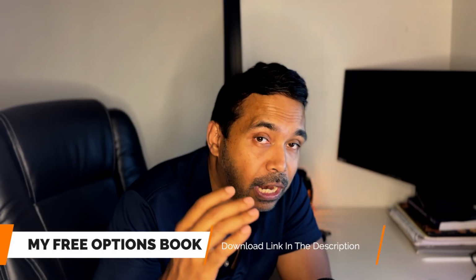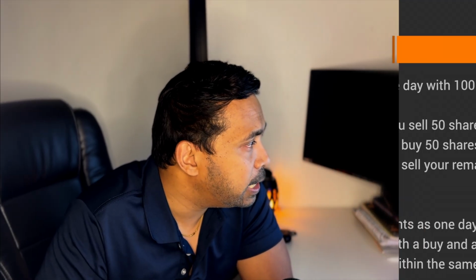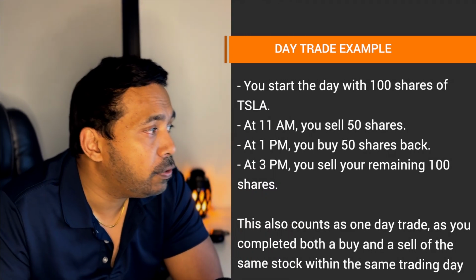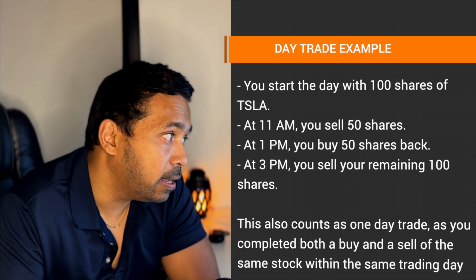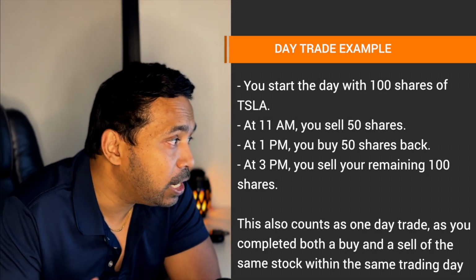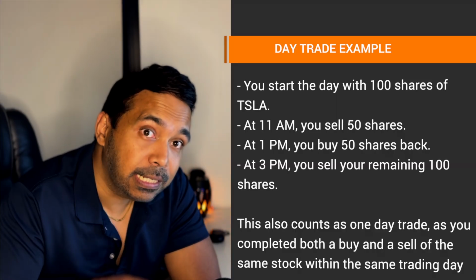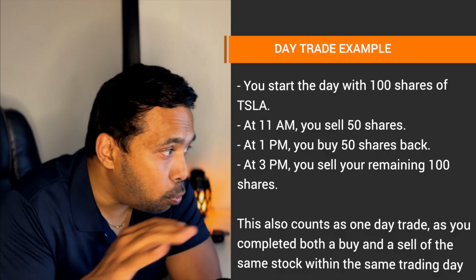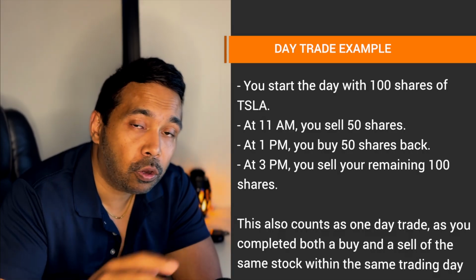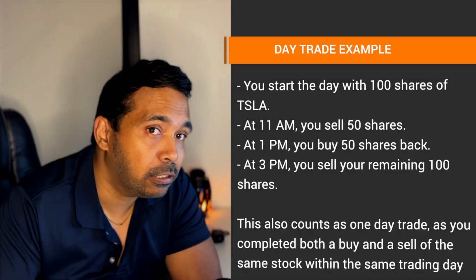Now one more example. This is going to be a little tricky, so you may be confused with this one. Let's say you start the day with 100 shares of Tesla, meaning you already have them. At 11 a.m. you sell 50 shares, and at 1 p.m. you buy 50 shares back, and then at 3 p.m. you sell your remaining 100 shares. This also counts as a day trade because you completed both a buy and sell of the same stock within the same day.